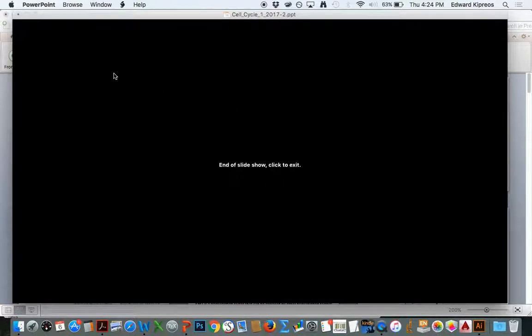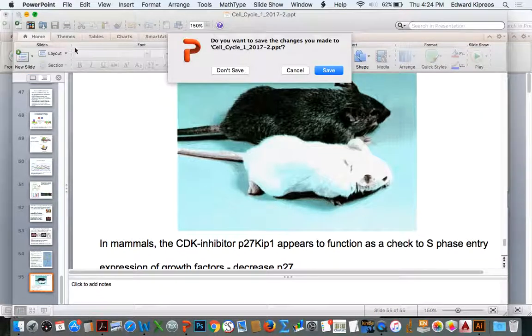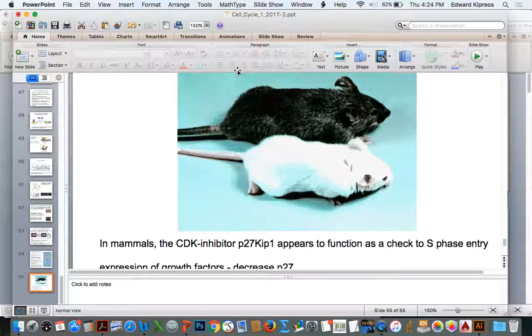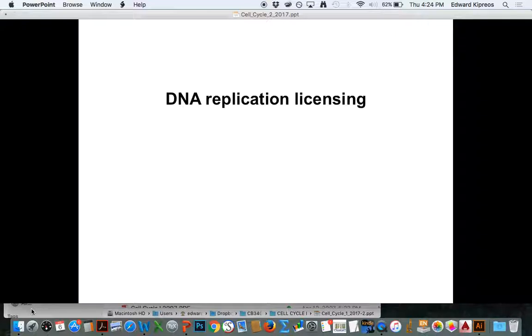All right. So that's it for that one. Now we're going to go to cell cycle 2. So we're like way behind. But on the other hand, we've got lots of time to catch up on the last lecture, hopefully.